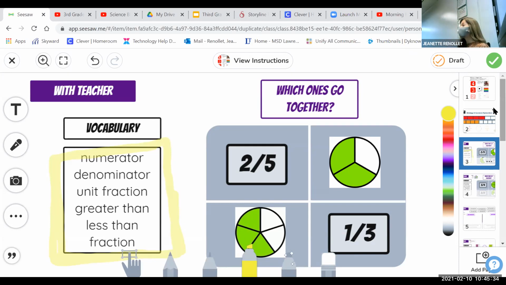We are ready to share out your opinion, your idea of which ones go together. When you share your opinion with the class, you need to be ready to use some math vocabulary. I'm going to be listening for math vocabulary as you explain why. Remember, there might be more than one correct answer. This is just what you think. I'm looking for friends who are ready to share about which ones go together.